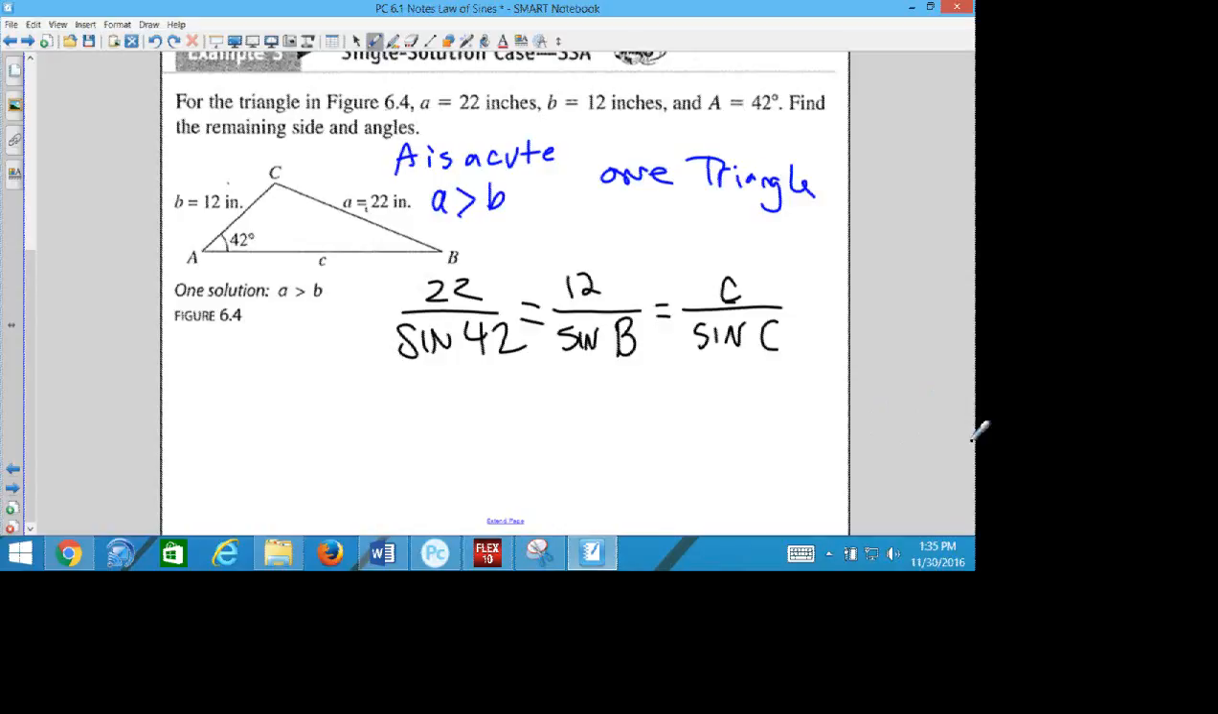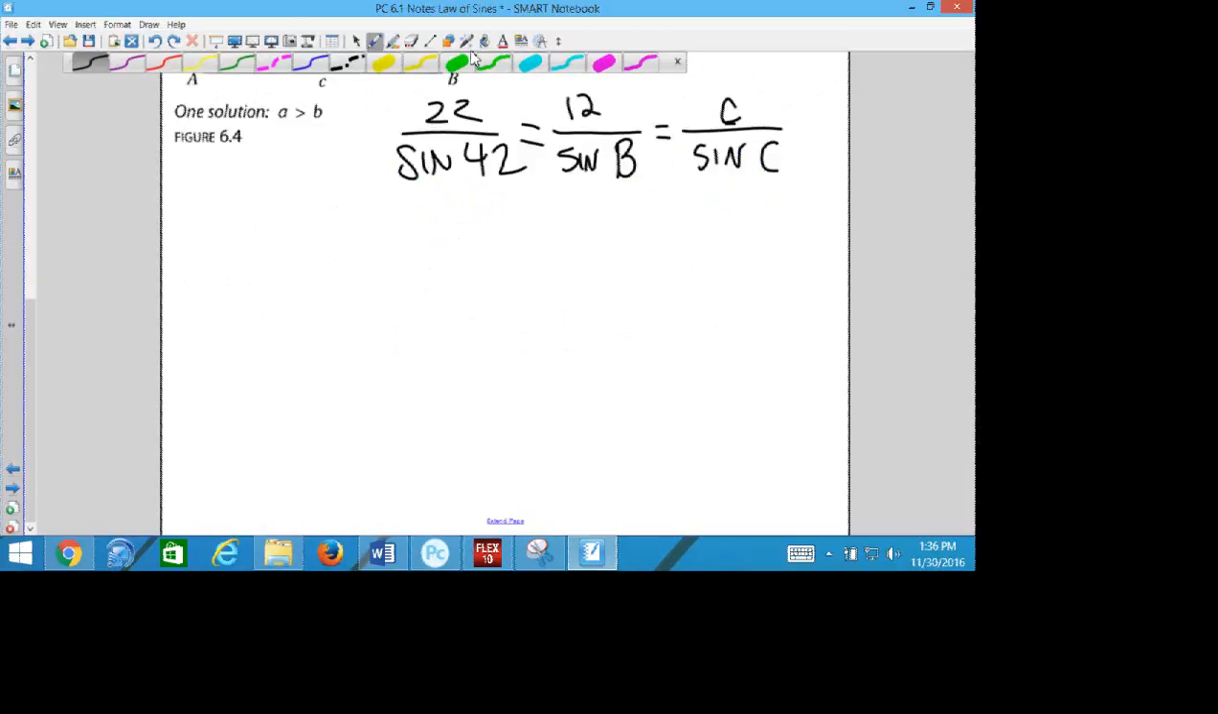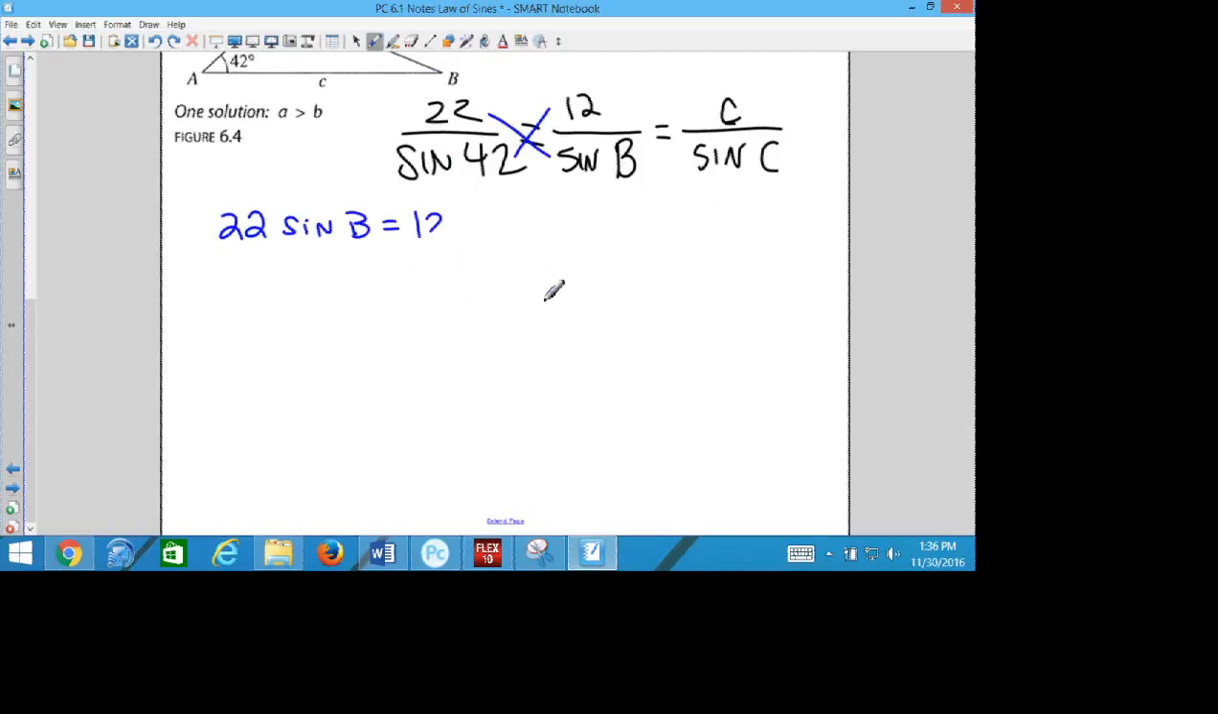So to cross multiply, we're going to cross multiply for sure 22 over sine 42. What are we going to cross multiply that with? Yeah, we're going to find angle B first, because that's the only thing missing right there. So I'm going to cross multiply that, and I'm going to get 22 sine B equals 12 sine 42.